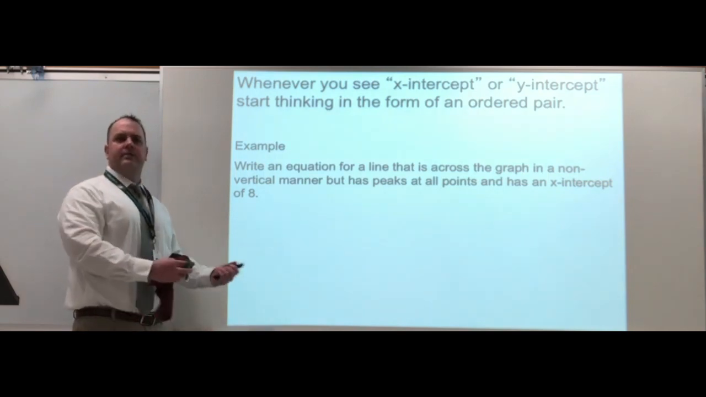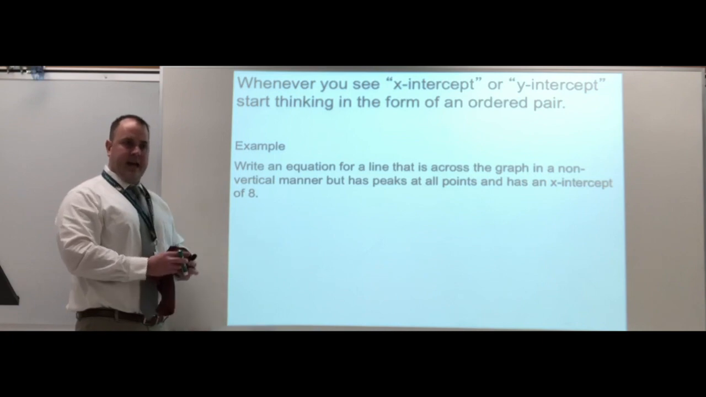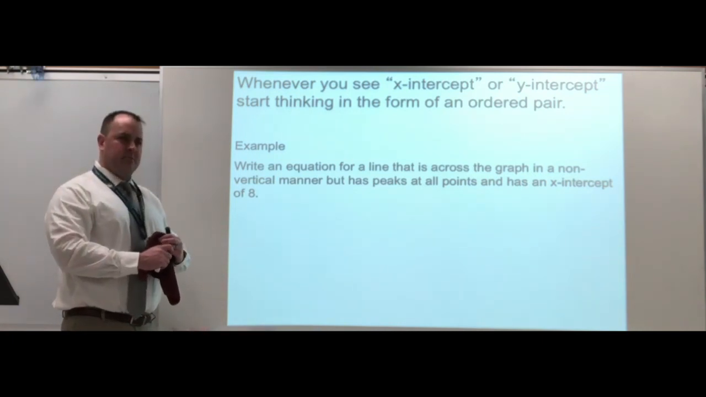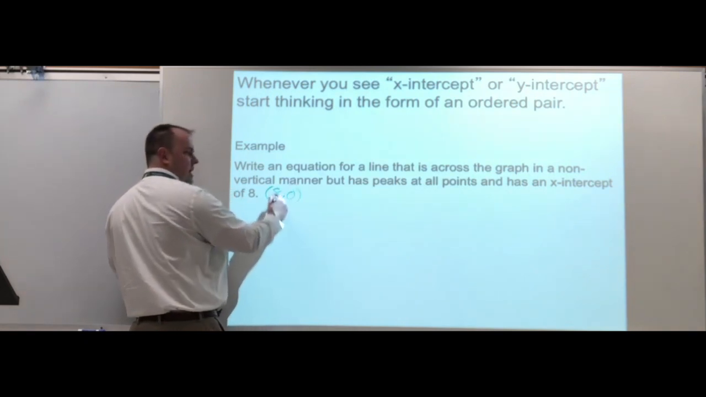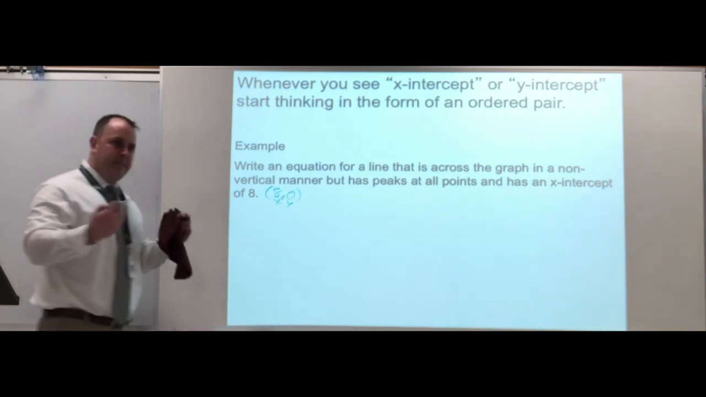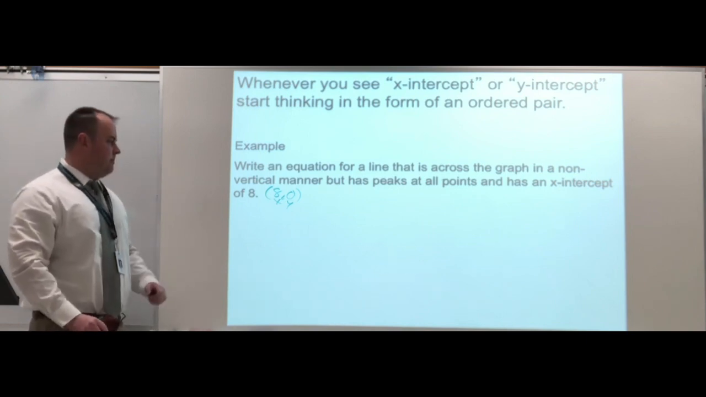Well, it's just giving you the x-intercept. It's telling you where on the x-axis it's crossing. It's crossing at 8. So all you know is what the x is. But if you think of it as a point, (8, 0), now you know x and y. The more information you know, the better chance you have at solving the problem.